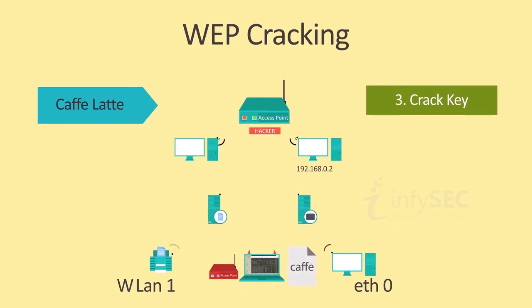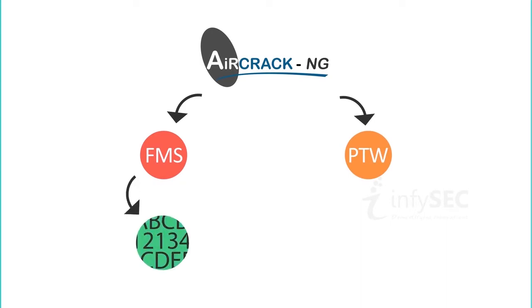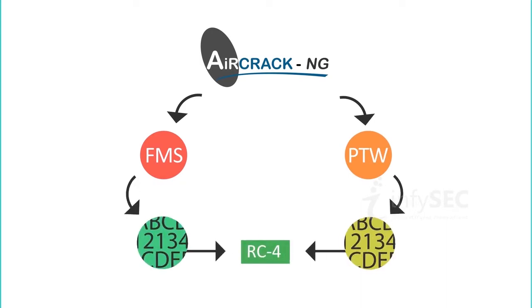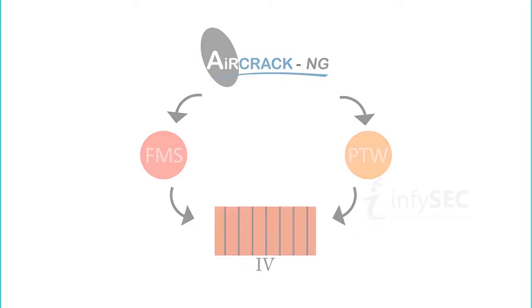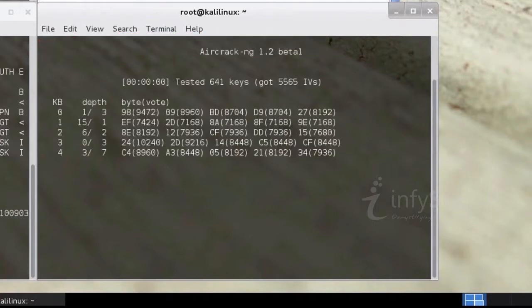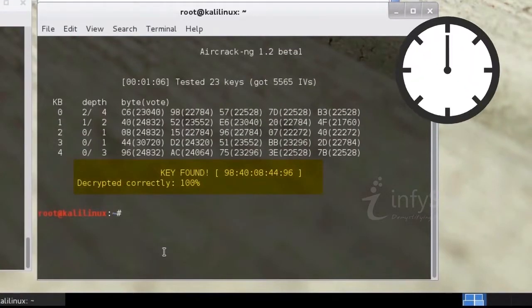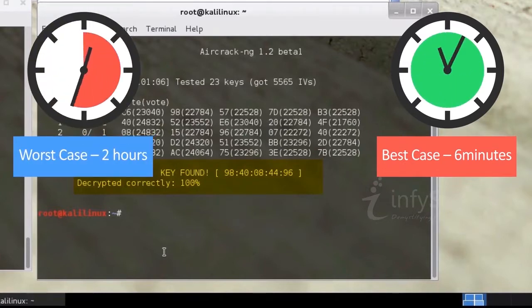3. Crack the key. Now that the large number of packets transmitted between the AP and the client are captured in a file, opening the same file with aircrack-ng allows cracking the WEP password. Aircrack-ng uses FMS and PTW attacks, which are a form of cryptanalysis for attacking RC4 stream ciphers and do not need many IVs, that is, packets, to crack the key. The Cafe Latte attack allows cracking of wireless packets in an average time of 6 minutes in the best case, while 2 hours to crack is the worst case.